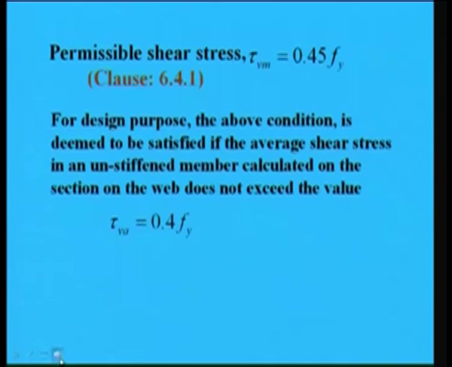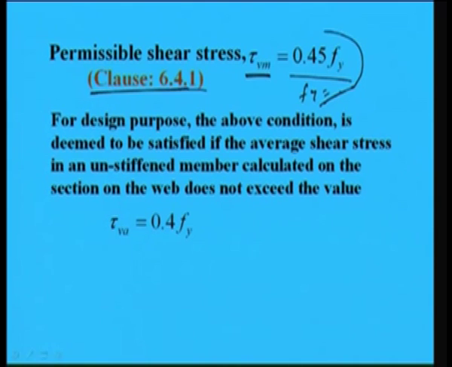Now, as per clause 6.4.1 of IS 800, the permissible shear stress tau Vm is equal to 0.45 Fy, where Fy is the yield stress. That means, for different grades of steel Fy will be different. So, say suppose we are using Fe 250, so Fy will become 250, right.